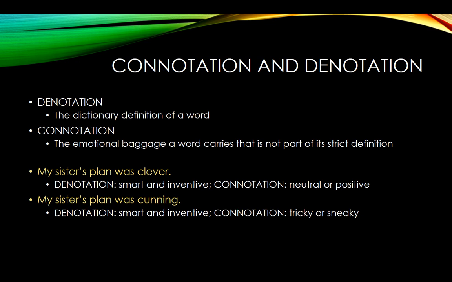So, for example, the word clever means smart and inventive, as does the word cunning. But if we say the word clever, it has more of a neutral or positive connotation, versus the word cunning, which makes us think kind of negatively, as if someone is being tricky or sneaky. So the choice of words that someone used, whether they chose to call something clever or cunning, can tell us more information than just the denotation would tell us.